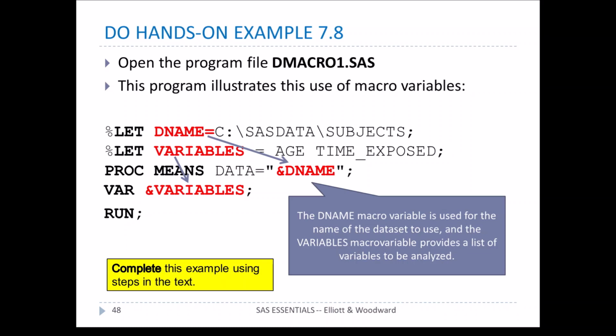Now, if I have these defined, I can then, in a proc means, for instance, or in any proc, say proc means data = and put in &dname. And that's going to be resolved by that text that I defined above. Again, notice we have to put that in quotes because SAS expects the Windows file name to be in quotes. And then the var statement is going to be var &variables. And again, that's going to be resolved by age, blank, time exposed.